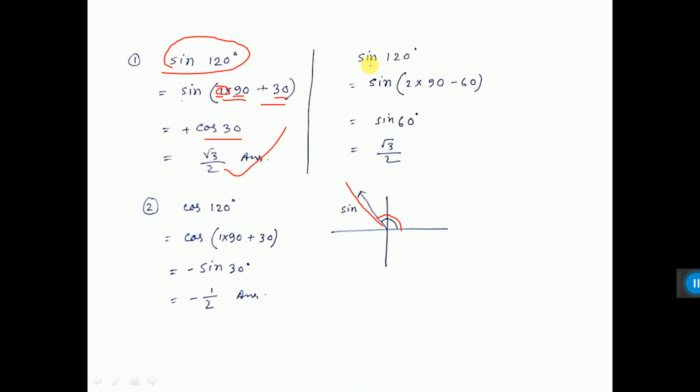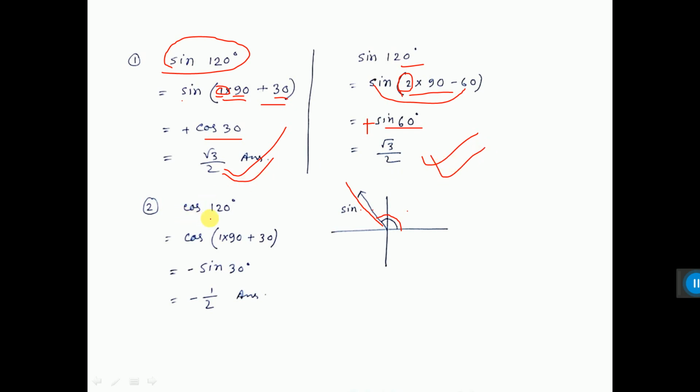Similarly, the same sum can be done in another way. I have taken 1 into 90 here. You can take 2 into 90, that is 180 minus 60, which is also 120. Now here it is an even multiple, so sin will be sin only, sin theta. And which quadrant? Second quadrant, where sin is positive, that's why we give a plus sign. Now what is the sin 60 value? Sin 60 is root 3 by 2. So see, both ways we are getting the same answer.